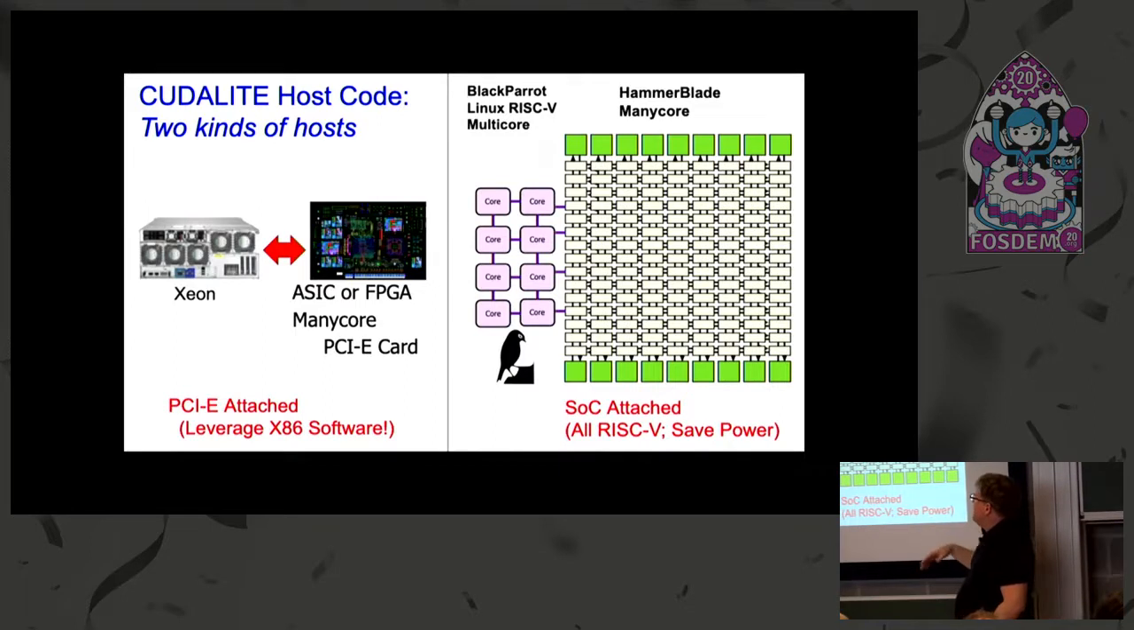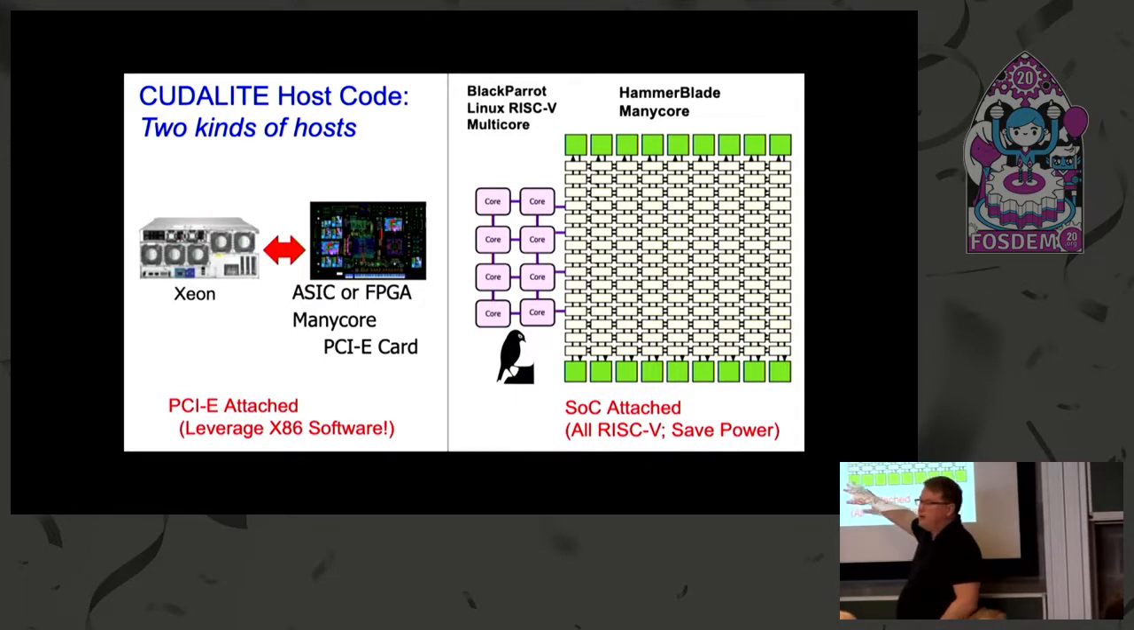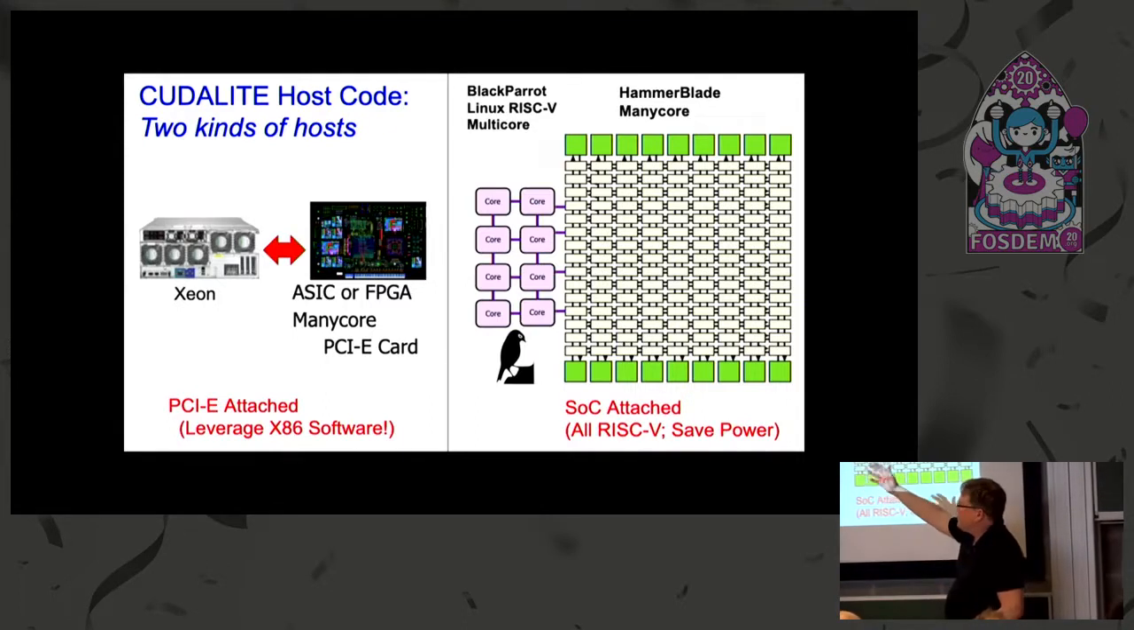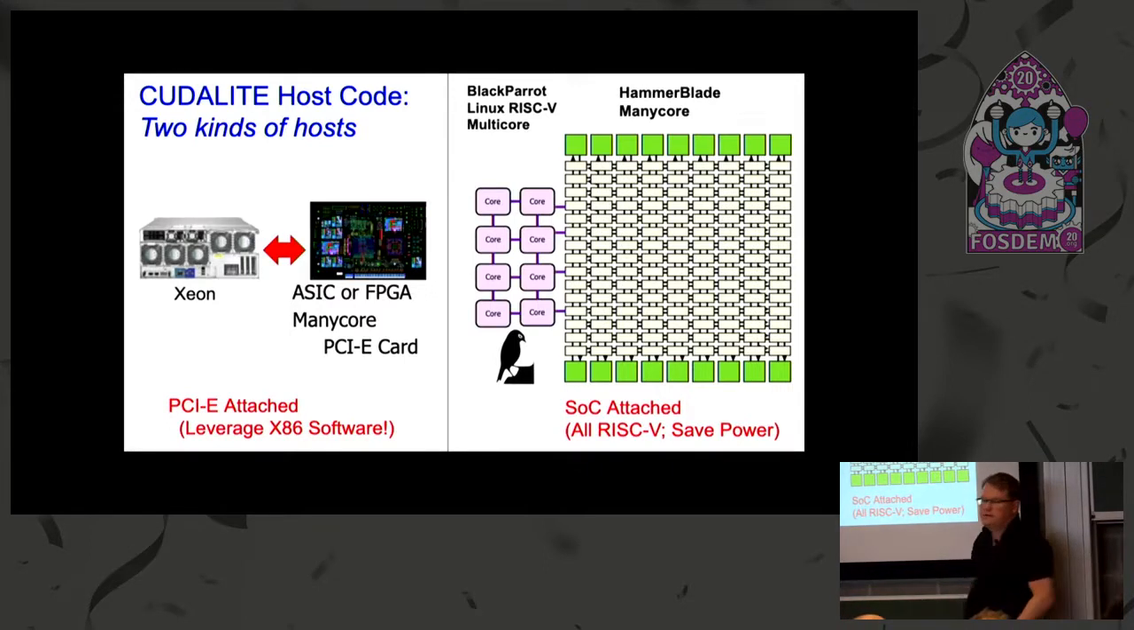In the longer term, our goal is to actually have a Black Parrot integrated on the same SoC as the manycore. So for example, right now we would run PyTorch on the Xeon, and it offloads calls to the PCIe board. But eventually, when PyTorch runs on RISC-V, we would be running that on Black Parrot.